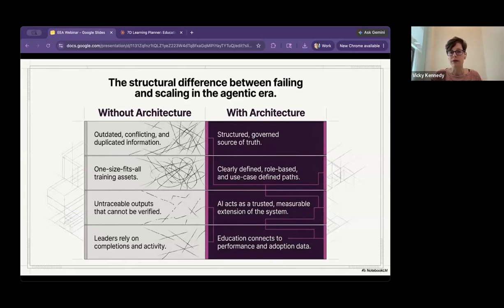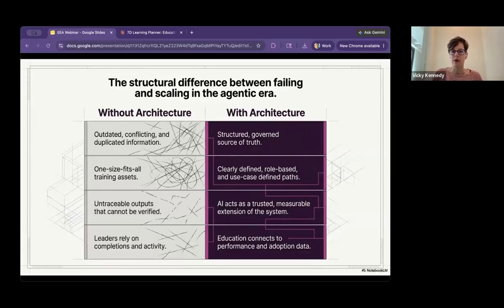If we have potential for conflicting and duplicated information without architecture, with architecture we have a structured, governed source of truth, very consistent in every format that we're delivering it in. Without it, we have that one size fits all kind of training approach, and with it, we have clearly defined role-based paths. Interestingly, one of the biggest challenges I've seen organizations have with personalized, adaptive, role-based delivery is really just bandwidth. You don't have enough people or resources to get clear on what those individual roles look like and all the capabilities they need. That is what we can be really excited about with agentic opportunities, because we can get to that place that a lot of us have been wanting to get to for many years. So this is giving us that opportunity, and we want to make sure that we can actually drive that.